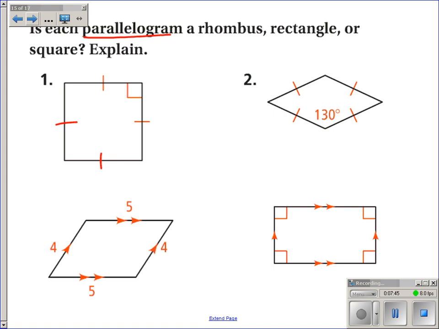Okay, now I have one 90-degree angle. Okay, but because it's a parallelogram, the consecutive angles are supplementary, so this is 90, and the opposite angles are congruent. Okay, so these are also 90 degrees. And what I have here is a square. So it has to be a square. Number 2, all the sides are the same length, and this angle is not 90 degrees, which means this has to be a rhombus.